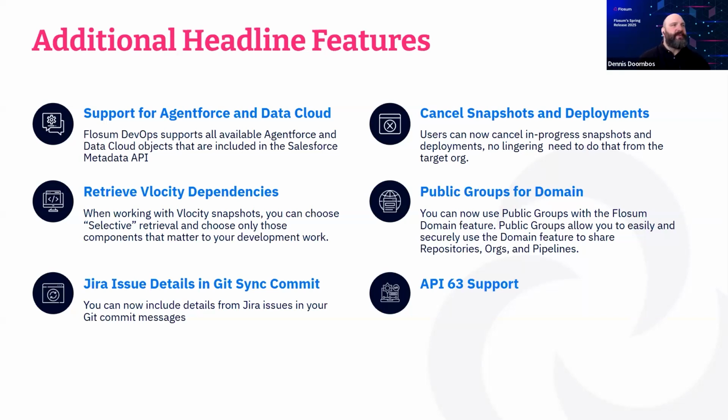Two usability options we've added also in Spring 25 are the ability to cancel deployments and snapshots from within Flosum. Previously, if you wanted to cancel an in-progress deployment, you'd have to go to the target org, go to the deployment record, and then click on the option to cancel there. You can now cancel it directly in Flosum, and you can also cancel a snapshot in Flosum as well.